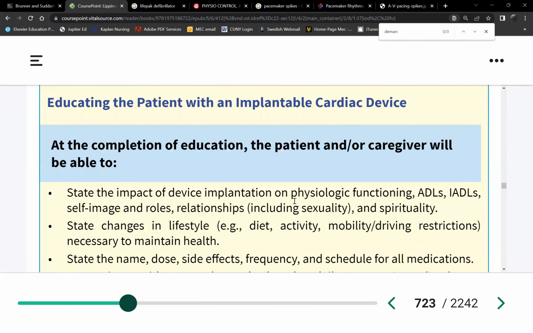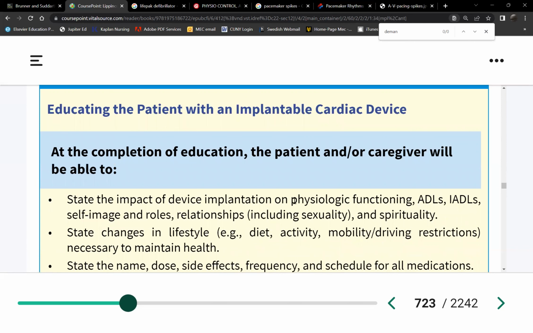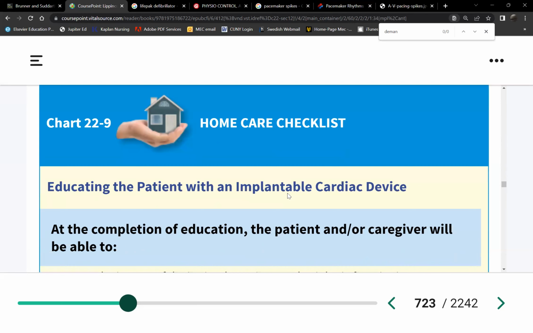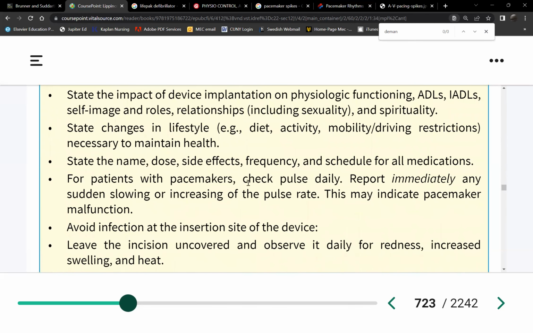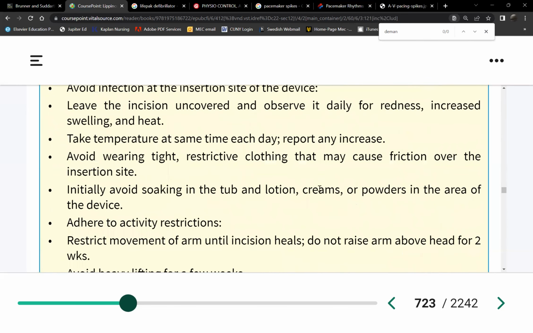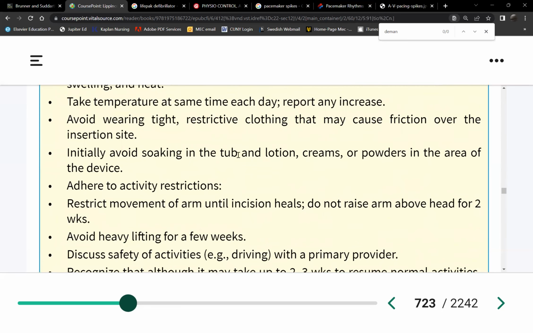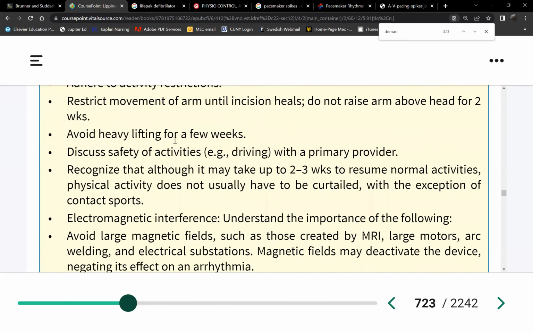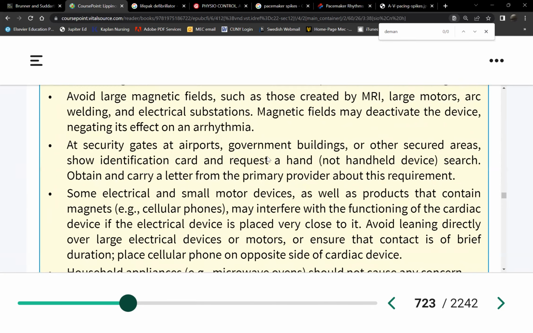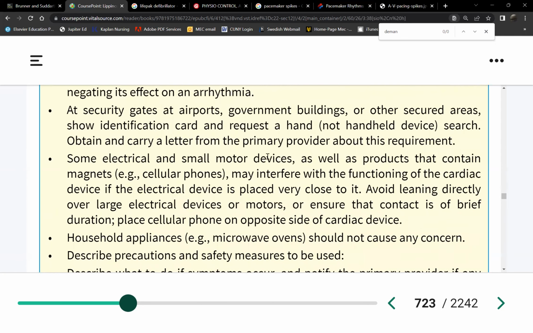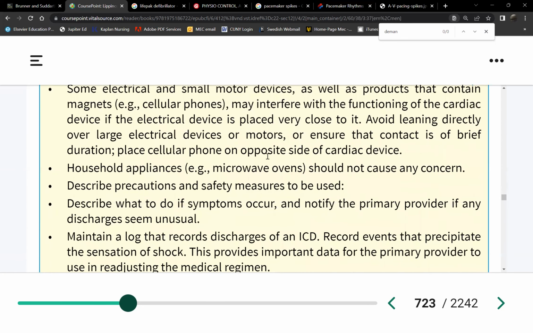Here's your education, and you can do this for both pacemaker and ICD. This chart here, 22-9, will be the same. Tell the patient what to do and what symptoms to report. For local infection, for instance, avoid heavy lifting. I won't read them for you. This is what I meant by it being similar to the pacemaker.